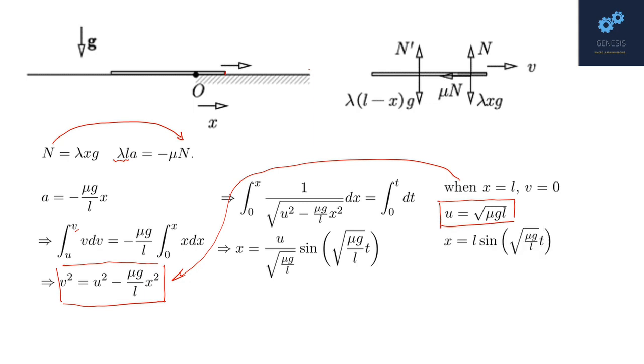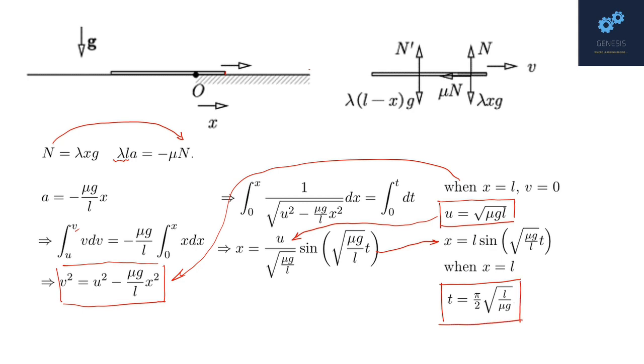Now, substituting this u in this equation for x, we get x like this. I trust you can do the simplification yourself. Now we want the time in which this x is becoming L. So when x is equal to L, solve for time and you will get time as pi by 2 root over of L by mu g.